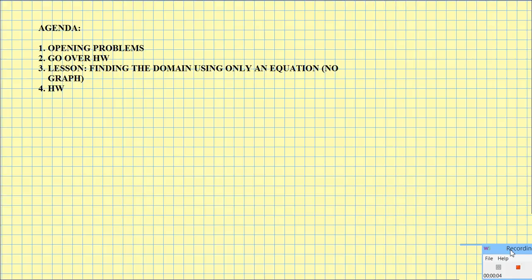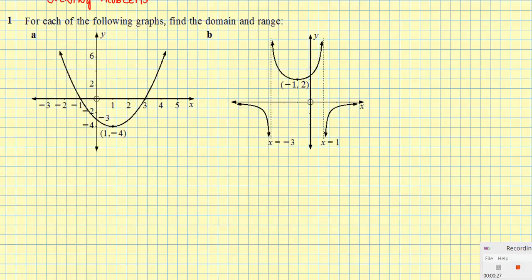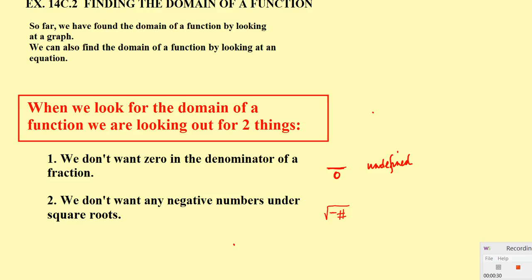Hi everyone. Okay, so we are going to be starting our next video, video 11, where we're going to be looking for only the domain using an equation as opposed to looking at a graph, which is what we've been doing up till now. And this is in section 14C.2 in your textbook. Okay. So very quickly we're going to go past the opening problems and we'll go straight into the lesson.